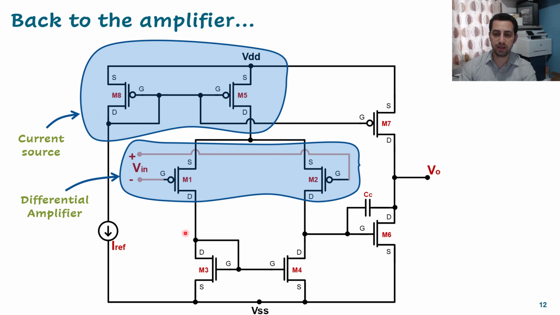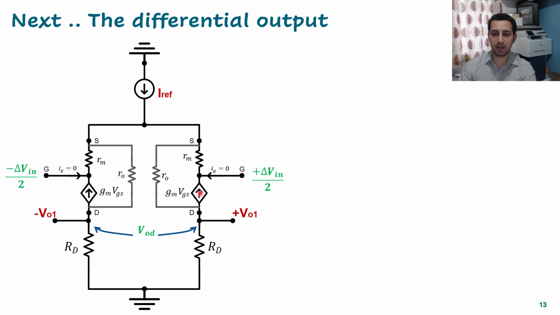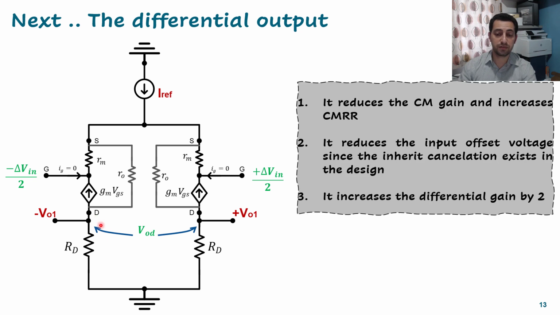Okay, so why is this part here? By looking at the differential inputs here, that point and that point, we have here differential output. And we know the differential strategy reduces the common mode gain and increases the CMRR, and also reduces the input offset and increases the differential gain by 2, because the voltage induced here and voltage induced here have different polarity, and summing them together or subtracting them together will increase the amplitude of the voltage between that node and that node.